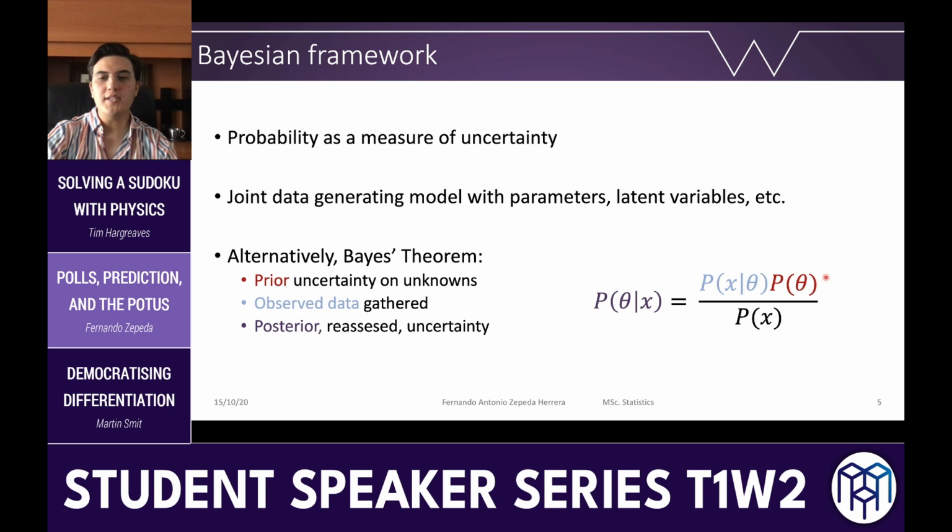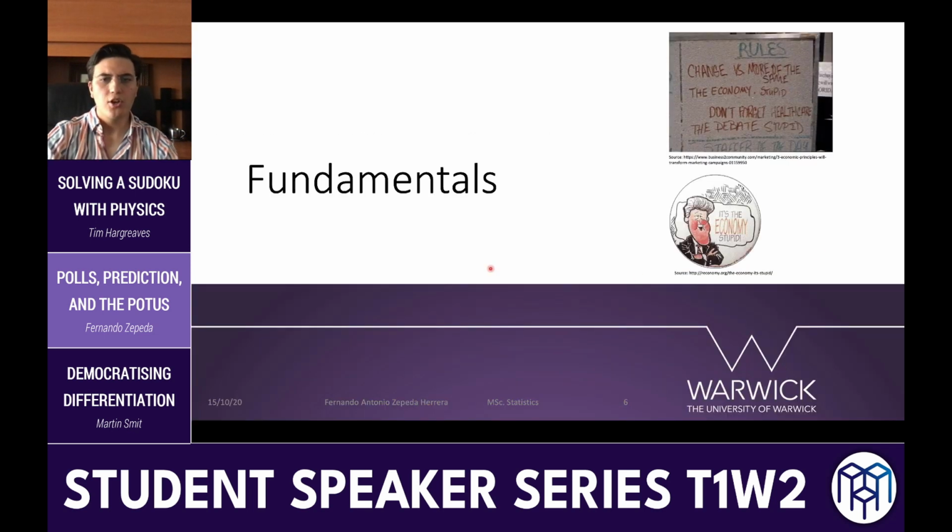And what we're going to do is, using Bayes' theorem, we update or reassess this prior uncertainty through the data we observe and end up with a posterior probability distribution of our unknowns given the data that we actually observed. So conditional on what we observed, how likely are our hypotheses? And so let's start with this. First, the fundamentals, that prior.